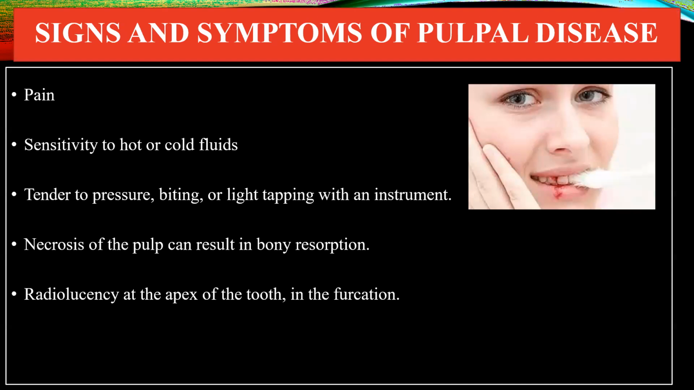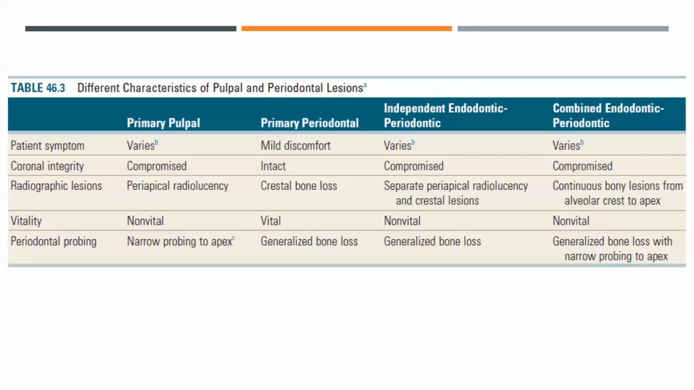Now, signs of pulpal disease. There will be pain, sensitivity to hot or cold food, and tenderness to pressure, biting, and light tapping with an instrument. Necrosis of the pulp can result in bony resorption, and there will be radiolucency of the apex of the tooth or in the furcation. So these are the different characteristics of pulpal and periodontal lesions in case of primary pulpal disease, primary periodontal disease, independent endodontic periodontal disease, and combined endodontic periodontic lesions.